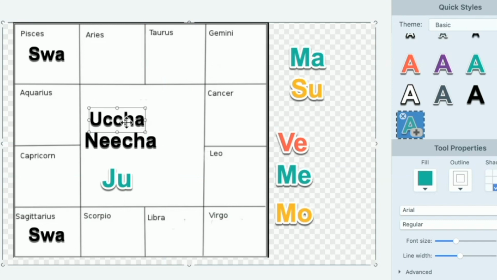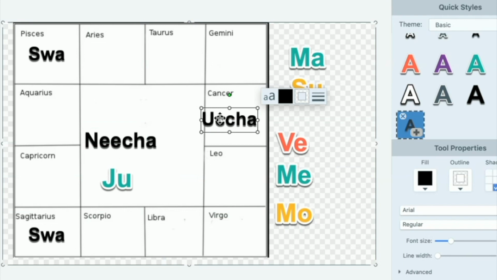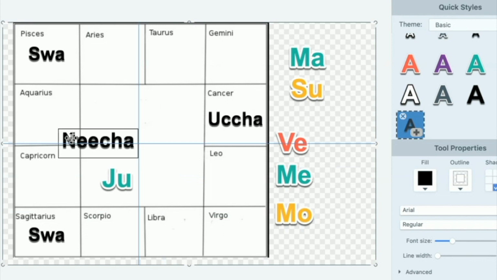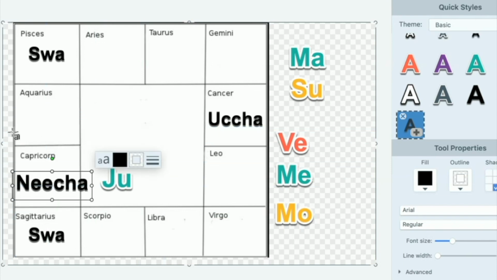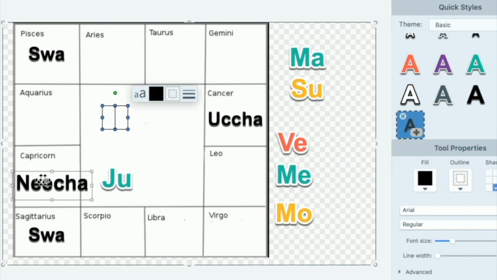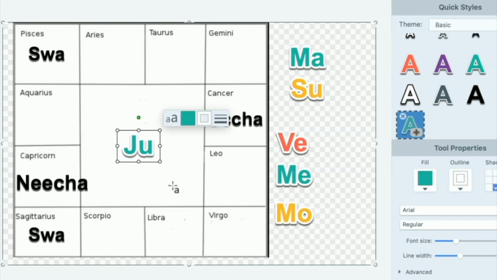So Jupiter is exalted in Cancer, and where is it Nicha? Where do you guys think? Aquarius? Capricorn? Yes, Capricorn. It's opposite, remember? So it's Ucha in Cancer, which means Capricorn is its Nicha.